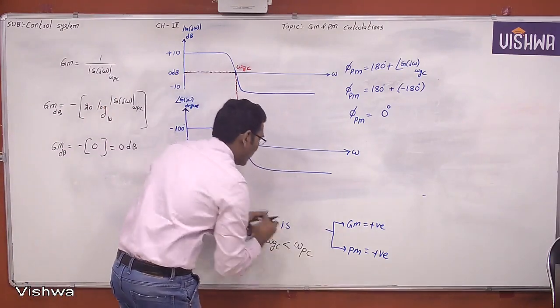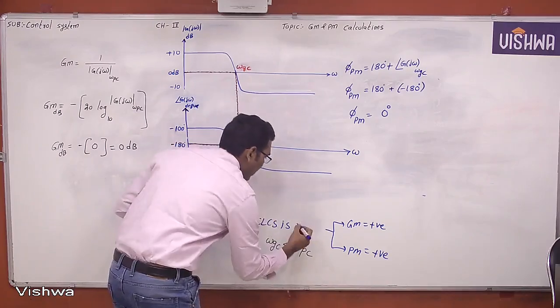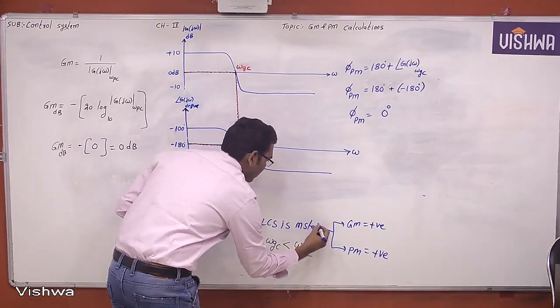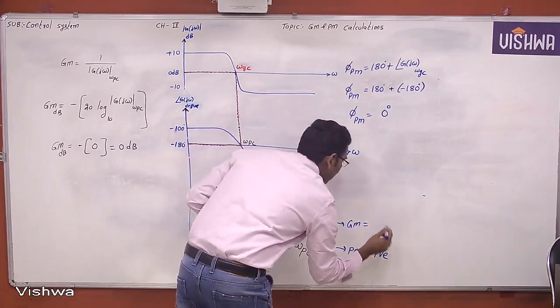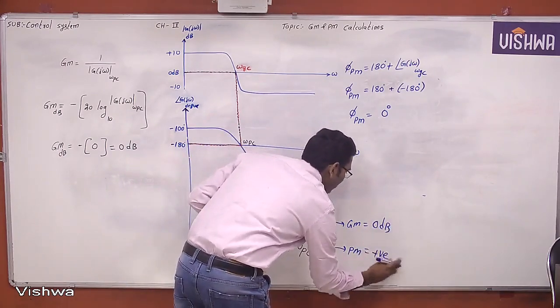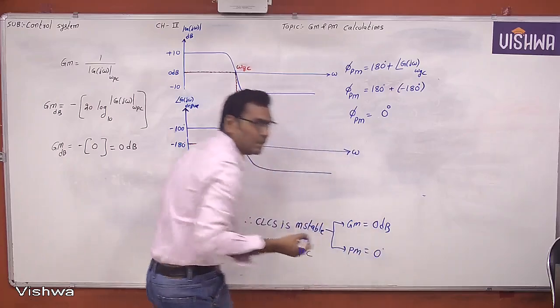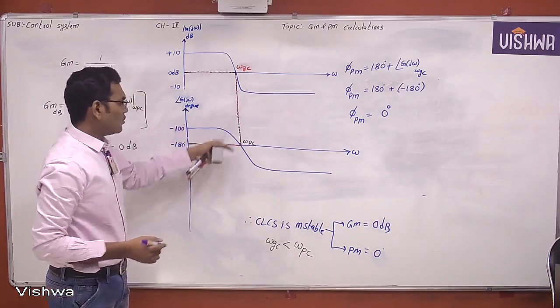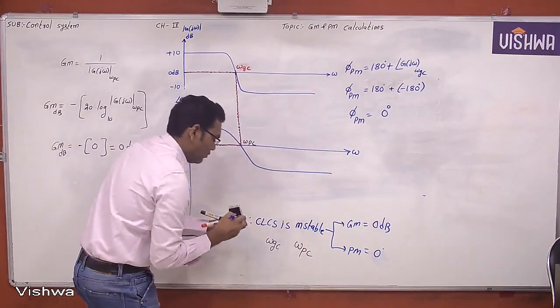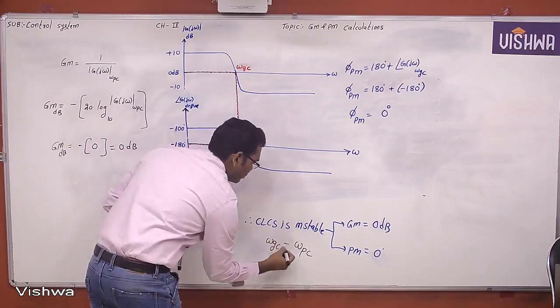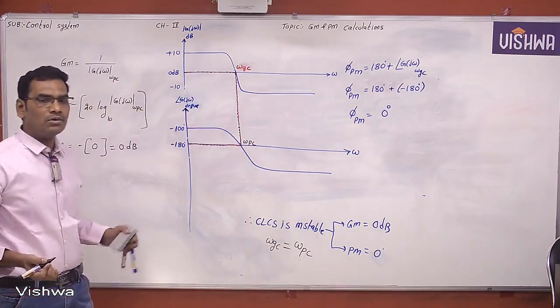Therefore, the closed loop control system is marginally stable because the gain margin is exactly 0 dB and the phase margin is exactly 0 degrees. And the gain crossover frequency and phase crossover frequency are exactly the same. Gain crossover frequency equal to phase crossover frequency means the closed loop control system is marginally stable.